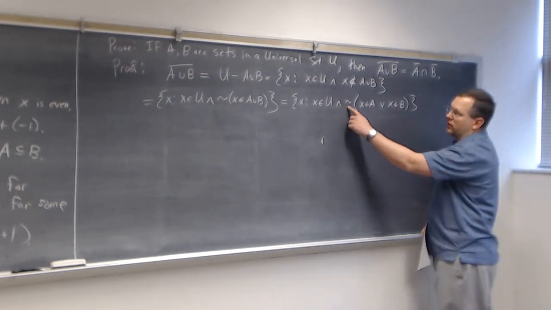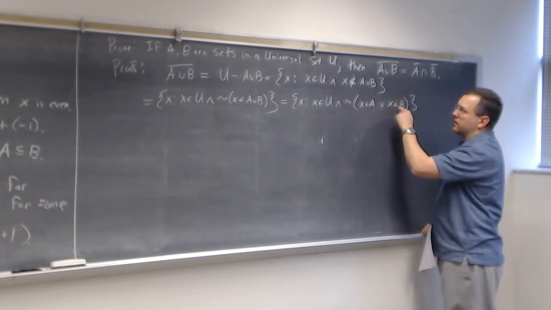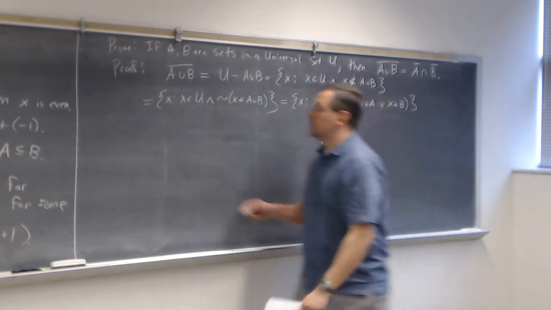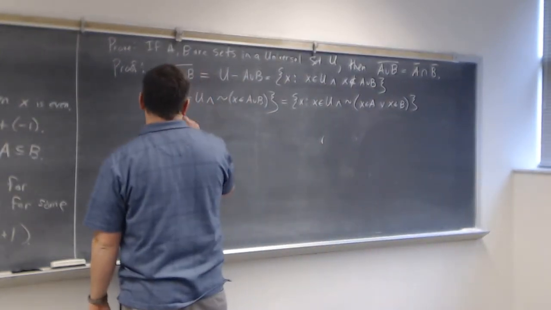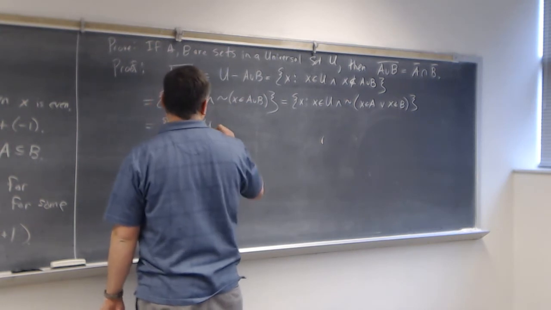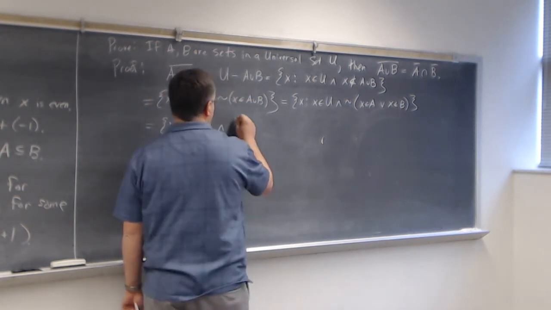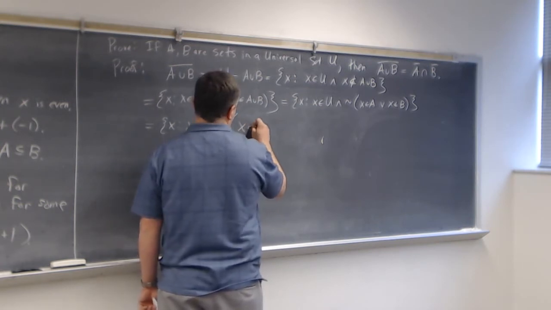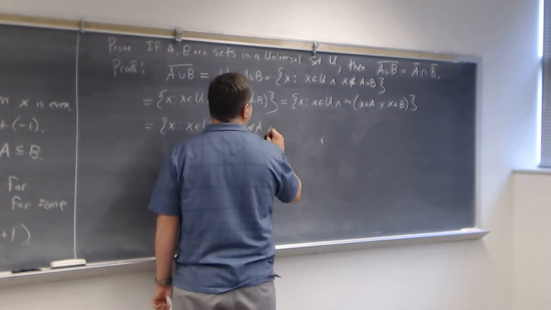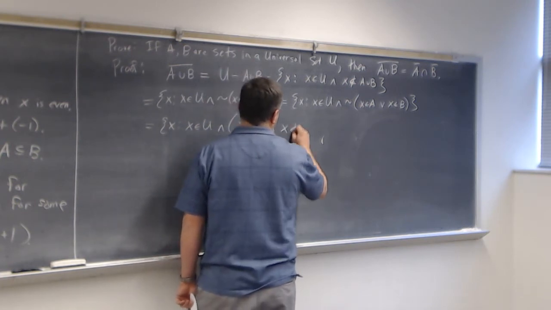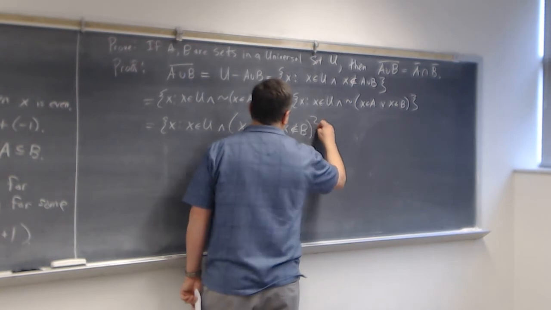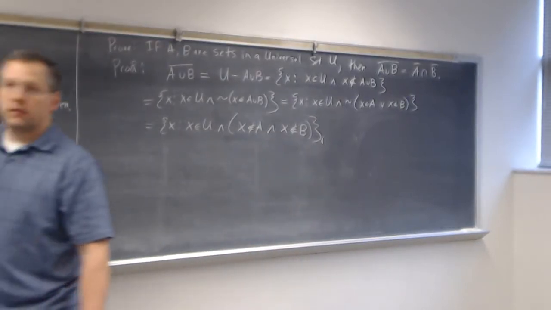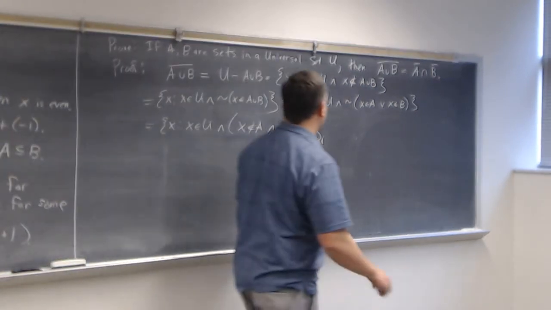Okay, let's use De Morgan's law. So the negation of this or statement, I can negate both statements and change the or to an and. So De Morgan's law says this is the set of x such that x is in the universal set, and, in parentheses, x is not an element of A and x is not an element of B. That's De Morgan's law.